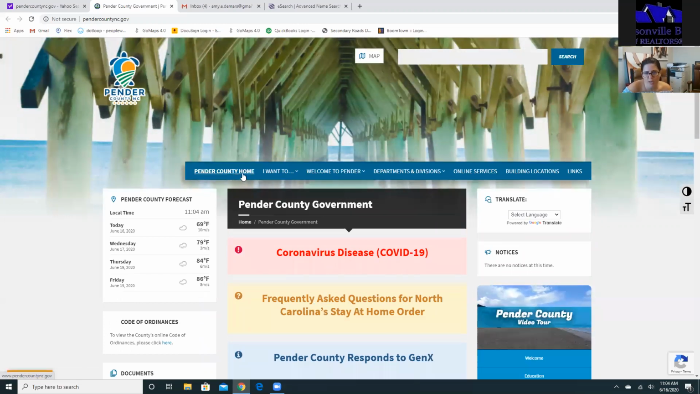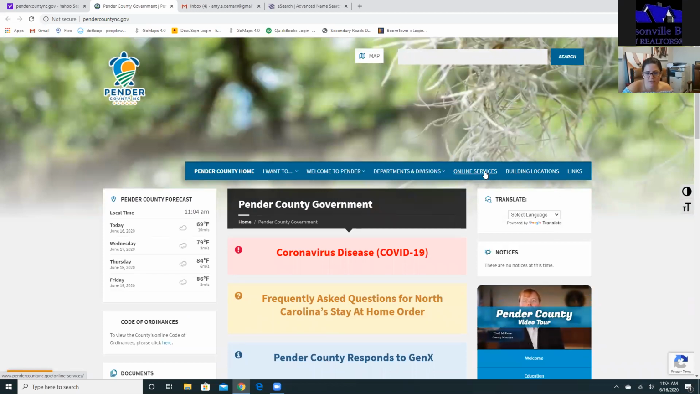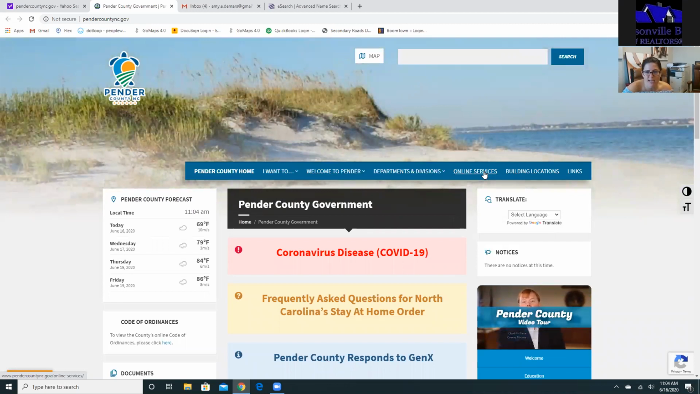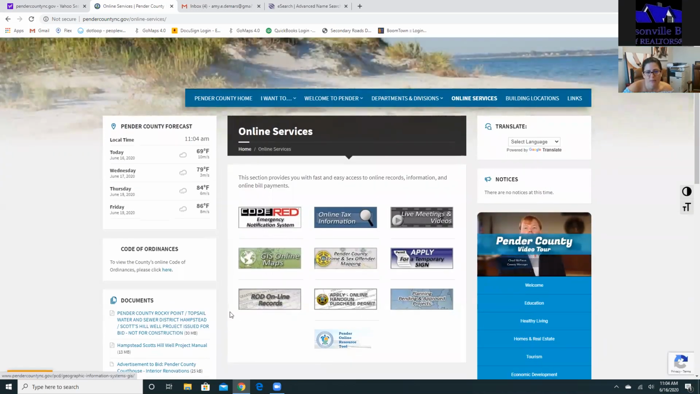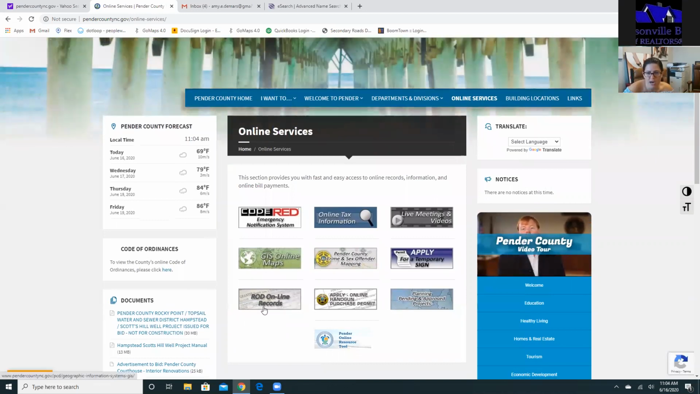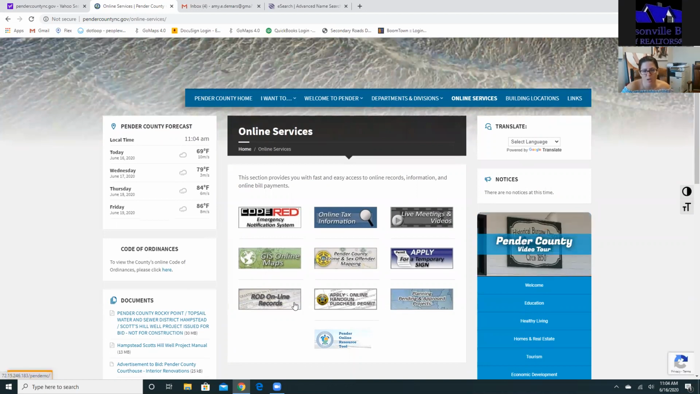What we're going to be working on in here is the online services. And again, this is all on the sheet that I'll have Heather send out to everybody who attended today. But if you click on online services, you'll come to this page. Here you'll find Pender County GIS and Pender County ROD, which is Register of Deeds. These are the two that I work with most when I come in, but do know that the tax information, Code Red, all of that kind of stuff is on here as well. And those are all online services.